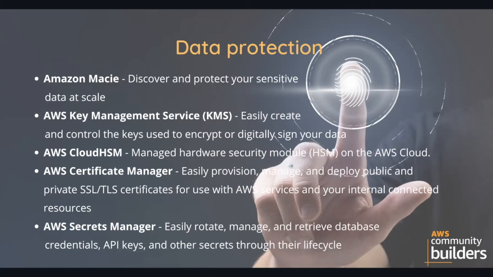Last one is AWS Secrets Manager. I think many of you know about Secrets Manager because we use it heavily. Secrets Manager is where you can store all our key information like API keys, secret keys, client keys, or tokens. All this can be stored there, and it can easily rotate and manage retrieval from the database.